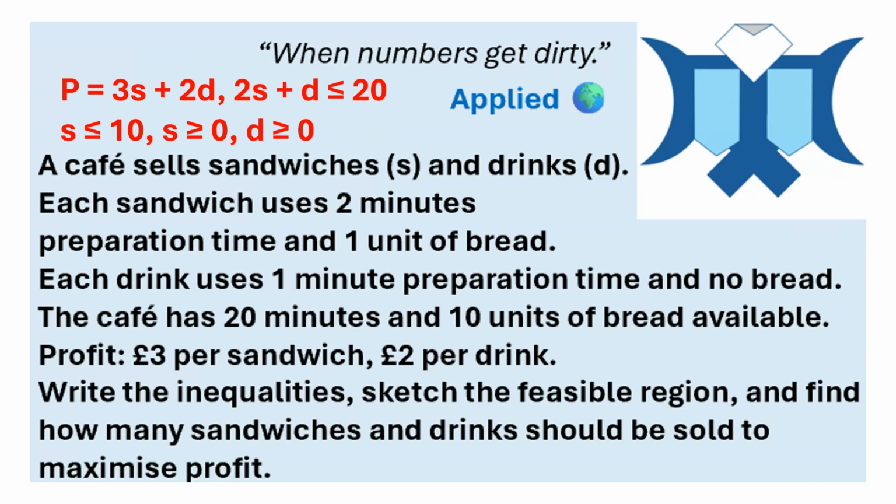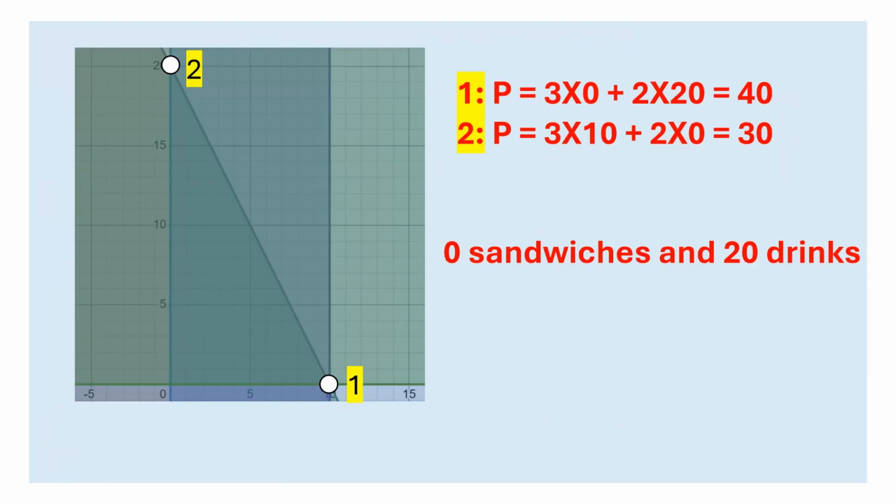For our applied maths, this is a bit more like what you're actually going to get in an exam, I think. So obviously this is all one question, but usually they break it down into smaller parts in an exam. All you really have to do is write down the objective function and all the different inequalities you're going to need. Obviously you can't have less than 0 of either product because you can't have negative products. And then once you've done this, you're going to want to plot them into a graph and then go from there. And the answer is 0 sandwiches and 20 drinks.